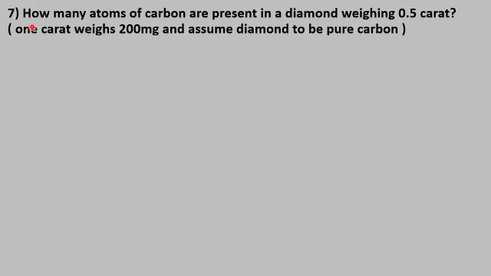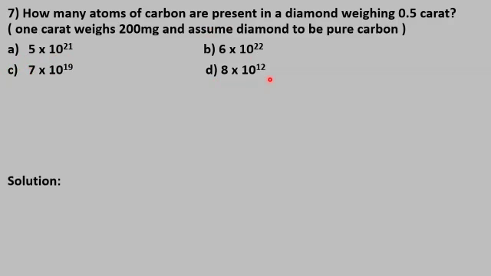Question number 7. How many atoms of carbon are present in a diamond weighing 0.5 carat? So here 1 carat weighs 200 milligram and assume diamond to be of pure carbon. So answers are option A 5 into 10 raised to 21, option B 6 into 10 raised to 22, option C 7 into 10 raised to 19 and option D 8 into 10 raised to 12.